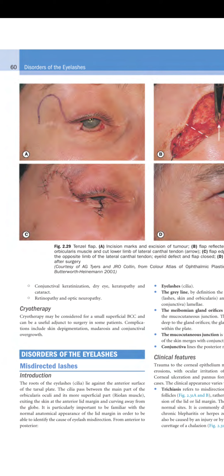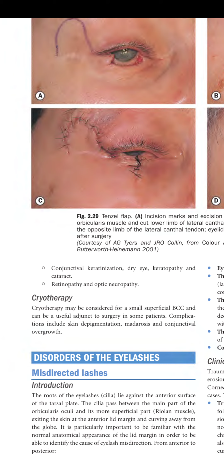The roots of the eyelashes, the cilia, lie against the anterior surface of the tarsal plate. The cilia pass between the main part of the orbicularis oculi and its more superficial part, the muscle of Riolan, exiting the skin at the anterior lid margin and then curving away from the globe. It is particularly important to be familiar with the normal anatomical appearance of the lid margin in order to be able to identify the cause of the eyelash misdirection from anterior to posterior.